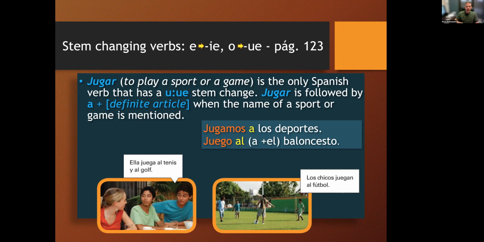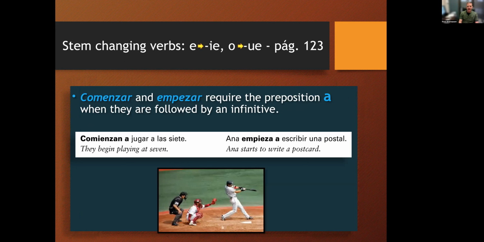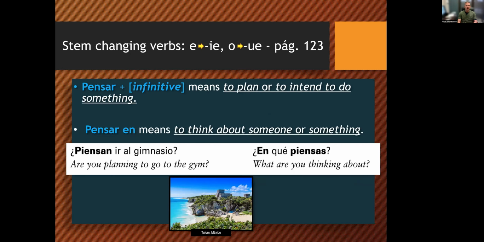So that's the verb jugar, the only one that has a U to UE stem change, again along the shape of the boot. Comenzar and empezar require the preposition a when followed by an infinitive. We talked about that. Comienzan a jugar a las 7. Ana empieza a escribir una postal. And that's just a requirement of the verb, just like asistir a. The verb itself requires it.